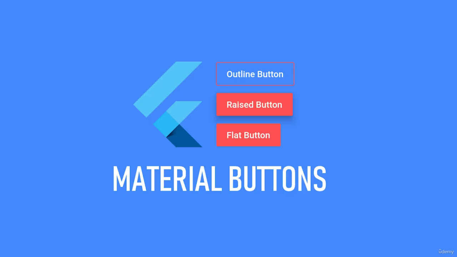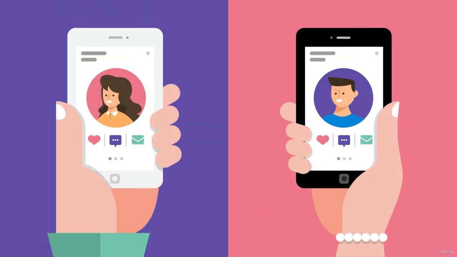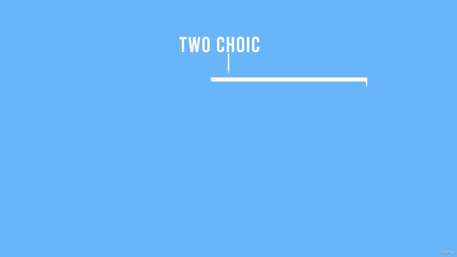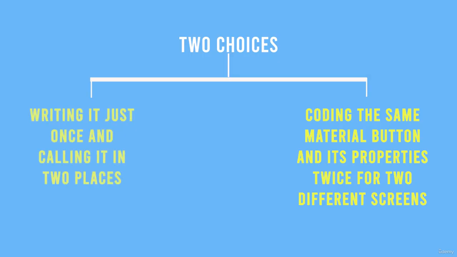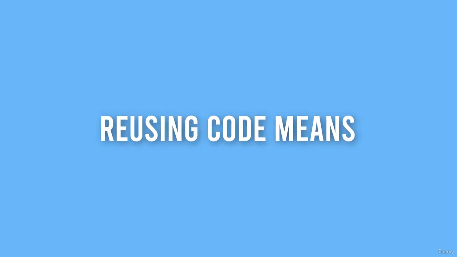Well, if you wanted to add the material button widget to two screens of your app, and if you had to make a choice between coding the same material button and its properties twice for two different screens, or writing it just once and calling it in two places, you would probably opt for the latter. And that is precisely what reusing code means.